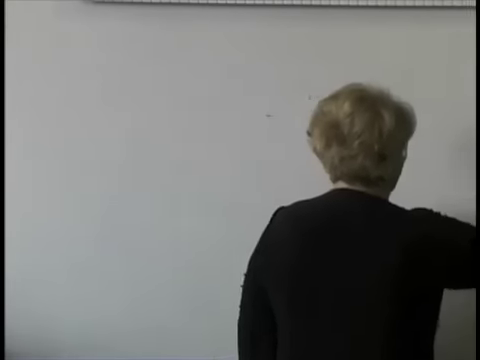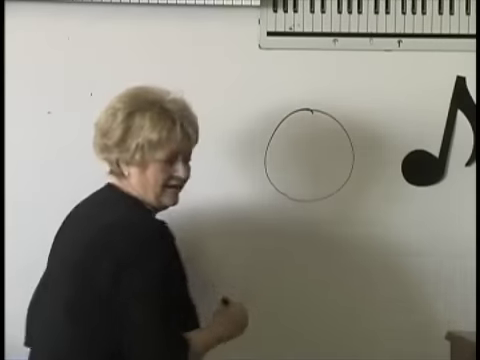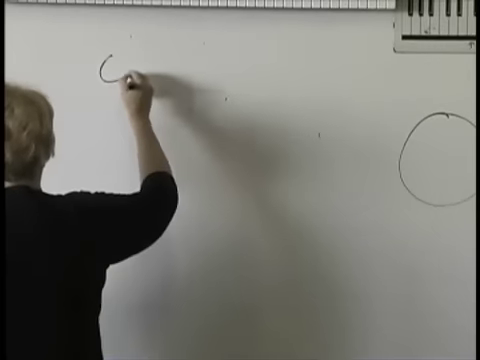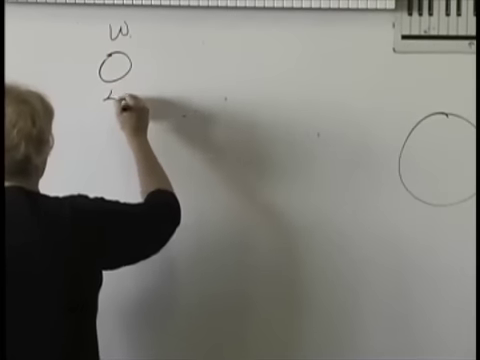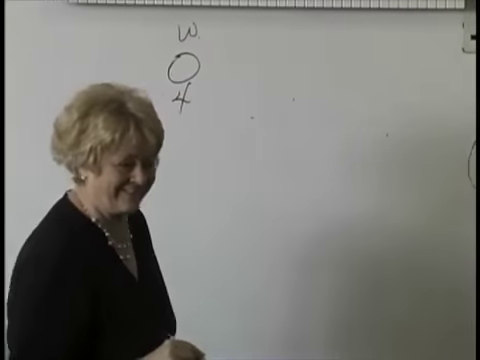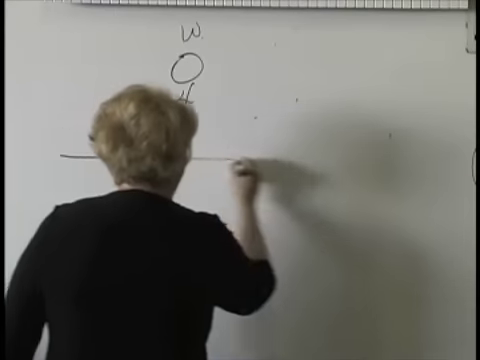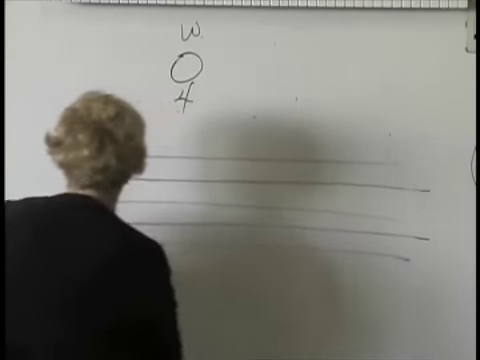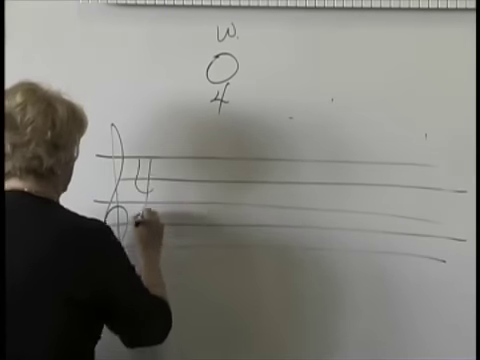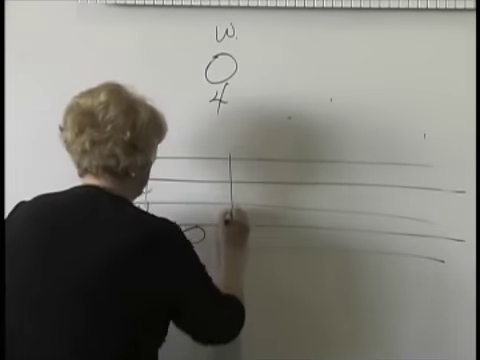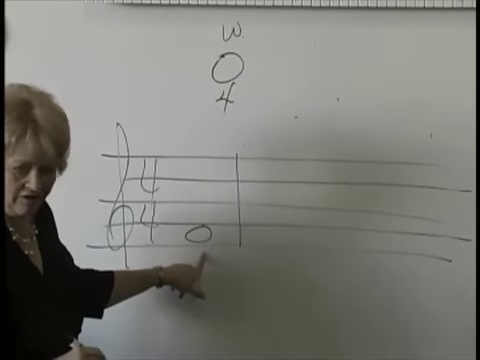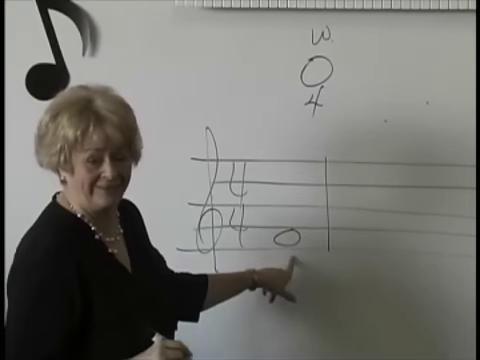All right, this is a whole pie, right? In 4-4 time, the whole pie gets how many beats? 4. This is a whole note. The whole note gets 4 counts. So in a song, if you start with that measure, that gets 1, 2, 3, 4. Hit it on 1 and hold it.